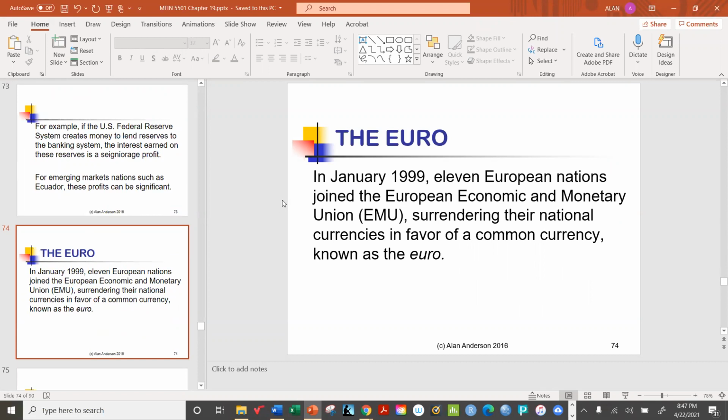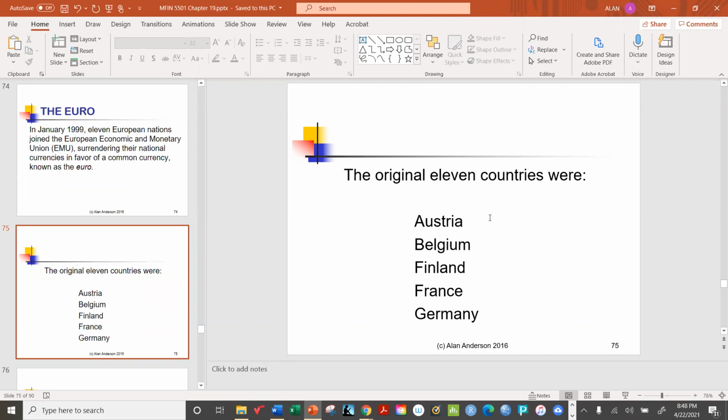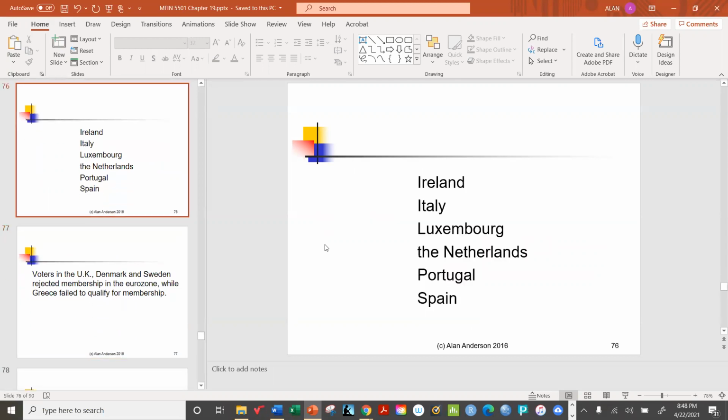Now, here we go, the euro. We haven't had a chance to talk about this yet. As you know, the euro was created in January 1999. At the time, it only had 11 members, and they all sacrificed their own currencies to create a new supranational currency called the euro. Originally, they had 11 members, and you can see them listed there: Austria, Belgium, Finland, France, and Germany. And then we also had Ireland, Italy, Luxembourg, the Netherlands, Portugal, and Spain.